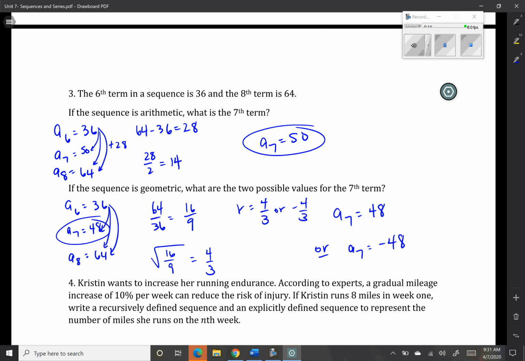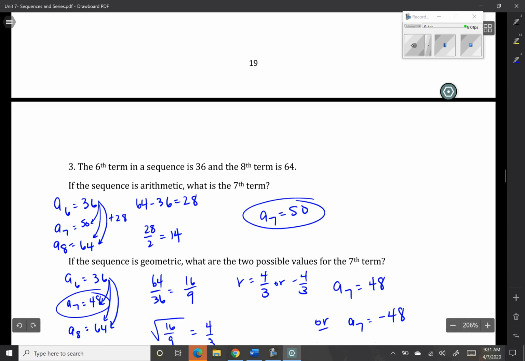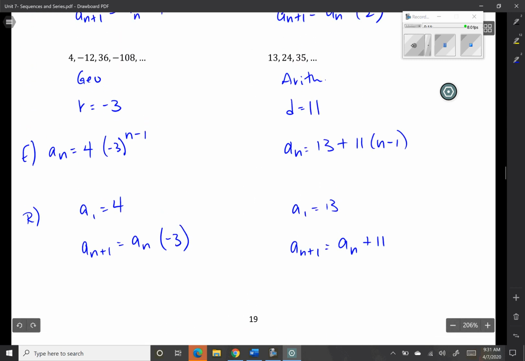Hopefully that makes sense. If you're a little bit confused about that, just go back a page and look at this sequence. See how it goes from positive to negative? So if I gave you the second term and the fourth term, and I said find the third term of this sequence, it could be either 36 or negative 36, depending on the type of ratio that we have. Okay?